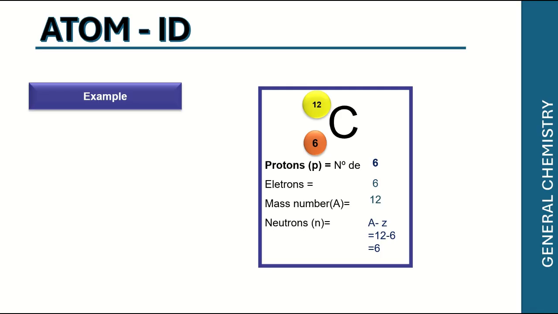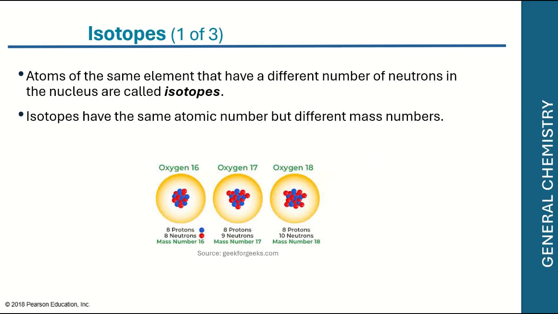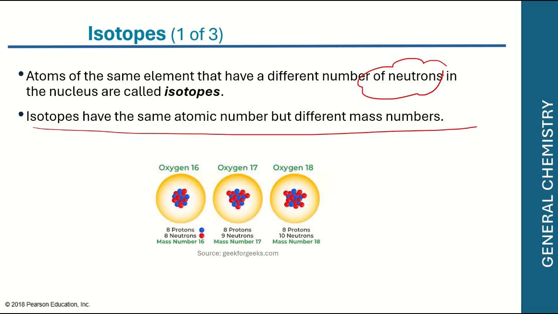And remember that I said the postulate, so we can have a different mass. So atoms of the same element that have a different number of neutrons in the nucleus are called isotopes. So isotopes have the same atomic number but different mass number. Okay, so they all have 8 protons because they are oxygen, but since we have different numbers of neutrons, 8, 9, and 10, the mass number will change. So these are called isotopes.